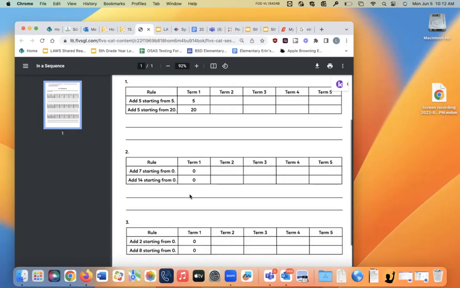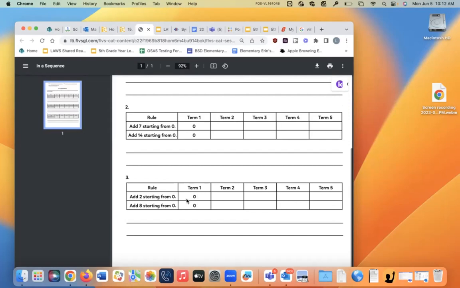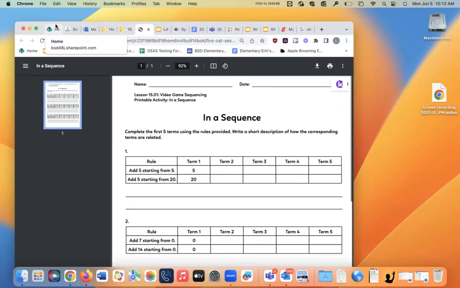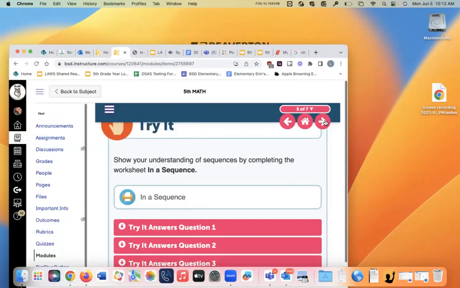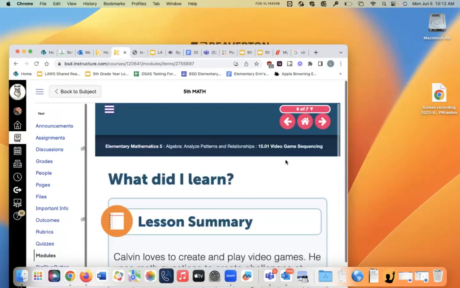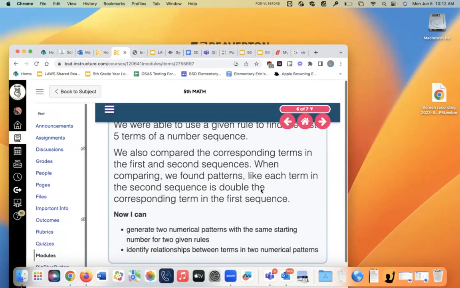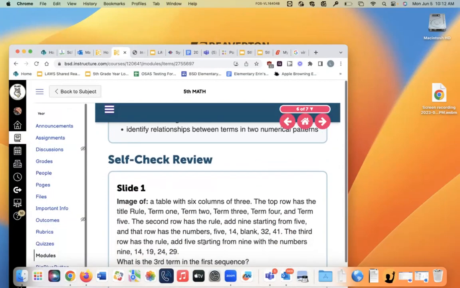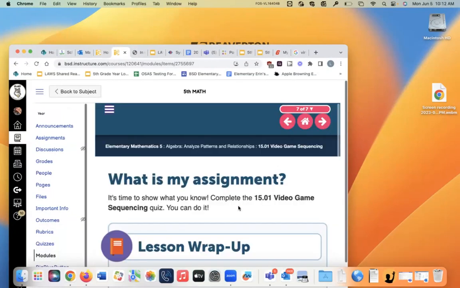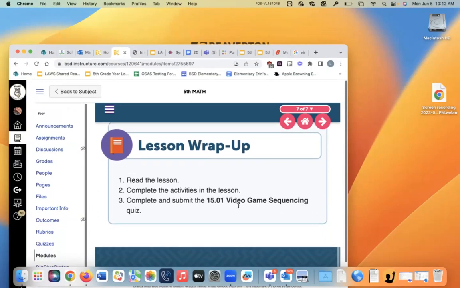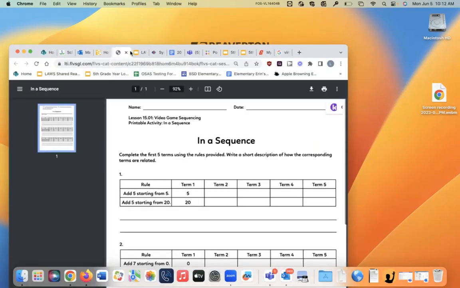This one adds 7 starting from 0. Be careful that you know where you're starting from, but this is a nice way to show you how to organize your thinking on sequences. I think you guys have probably got the idea of this one. Page 6, what did I learn? Just goes over what you learned, and just be very careful of what the operation is. If you have any questions, you can ask me.